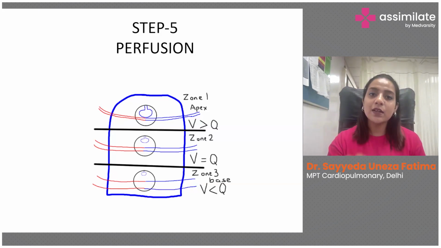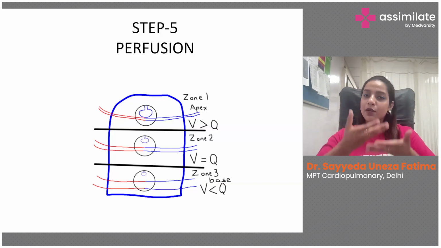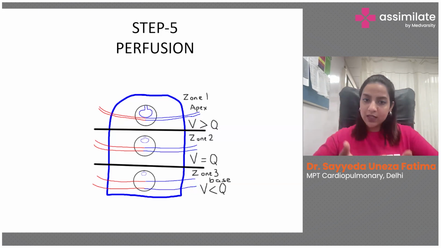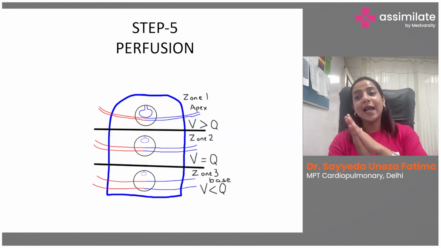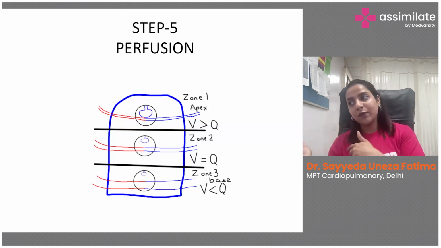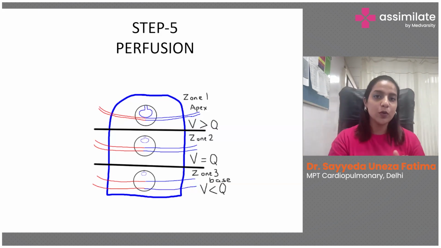Okay, so basically in a normal lung, the bases are more perfused because the blood is a little heavier. So perfusion is gravity dependent. In standing position, bases will be more perfused. In lying down position, the dependent areas will be more perfused. If you're lying down on the right side, then the bases of the right side will be more perfused. If you're lying down on the left side, the left side will be more perfused.